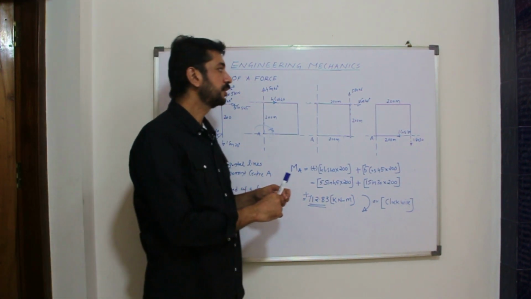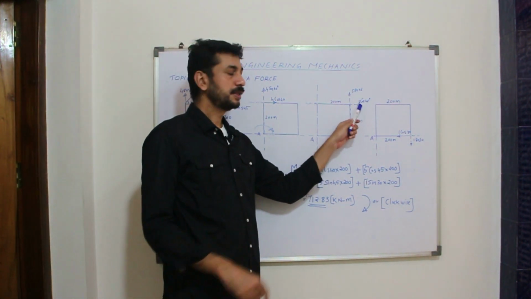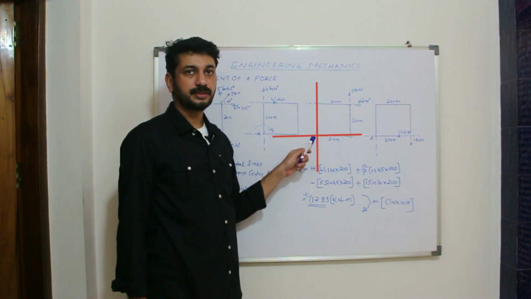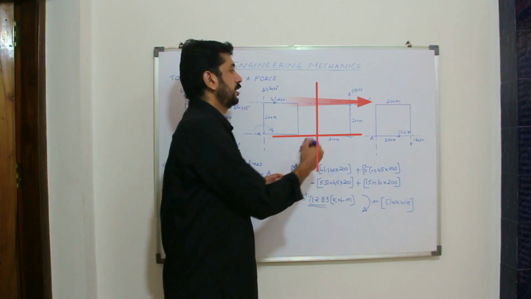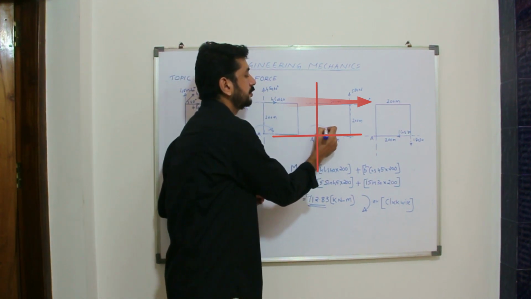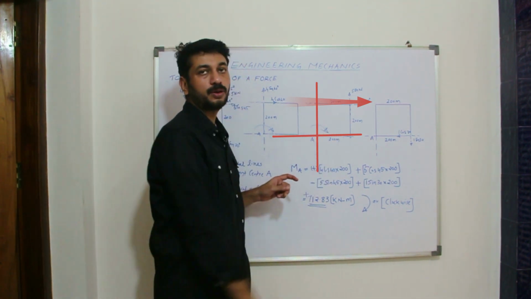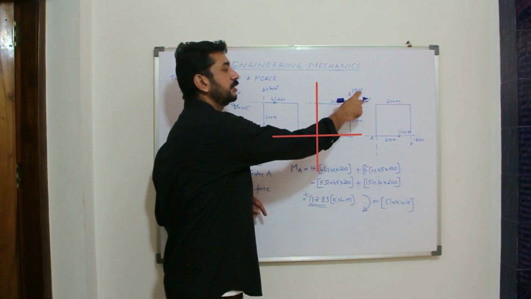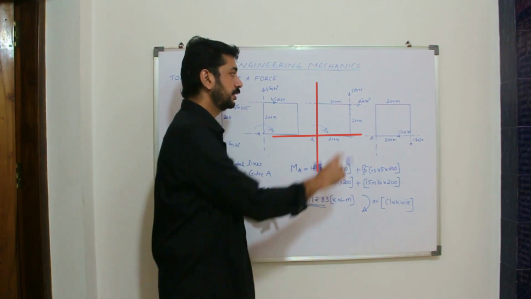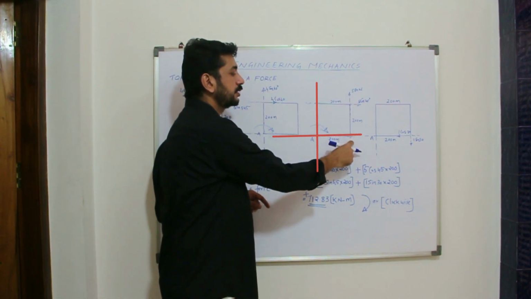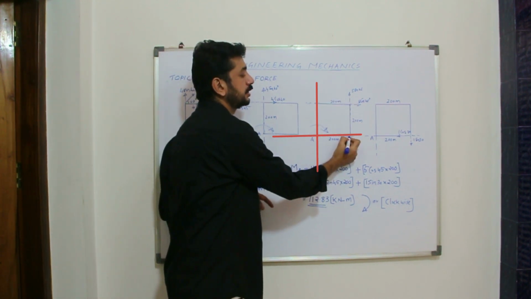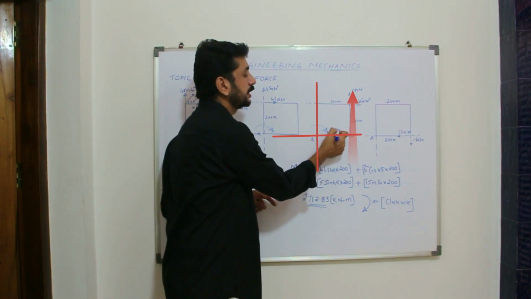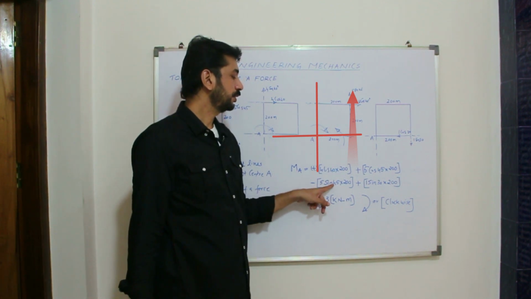In the case of 5 cos 45, extend the tail of this force to meet the vertical axis which is drawn. Direction will be the same, making a clockwise moment taken as positive. And in the case of 5 sin 45, extend the tail of this force to meet the horizontal axis here, making an anti-clockwise moment of magnitude.